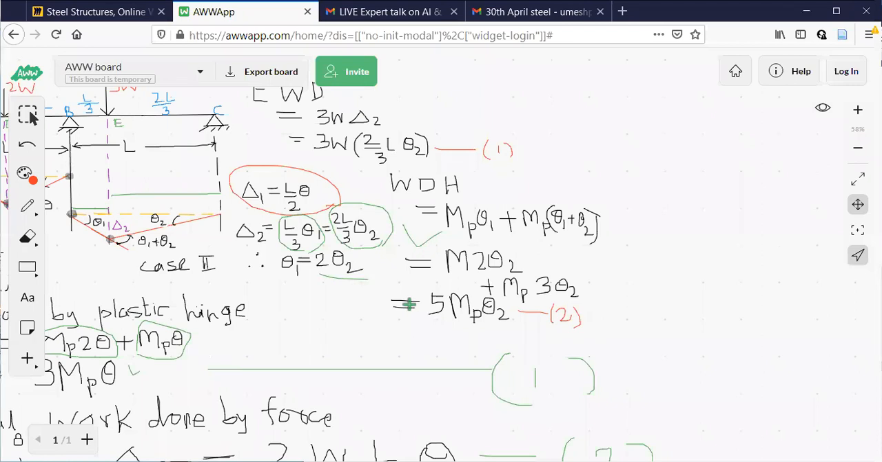See, you should solve at least 5 to 10 examples of this type. Then only you will get some confidence to solve any problem, because it will be question number 2. Question number 2 is mainly plastic hinge problems. Question number 1 will be some theory questions. So you should be able to solve both the questions of module 1.